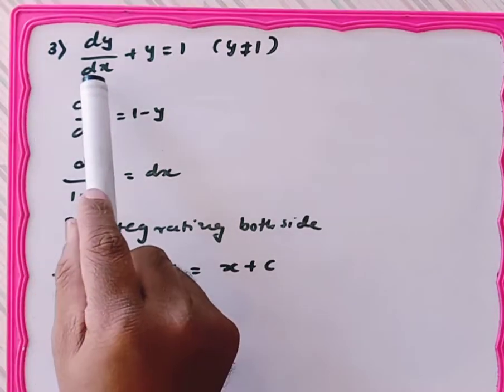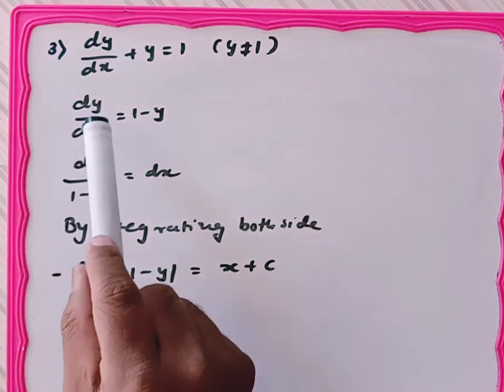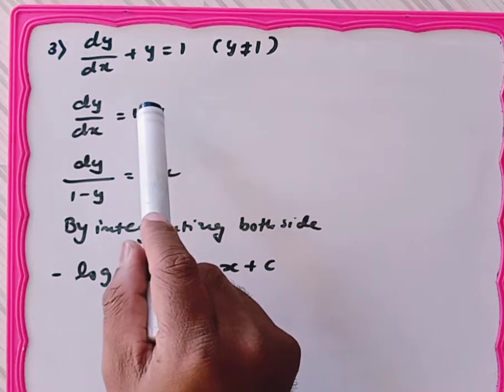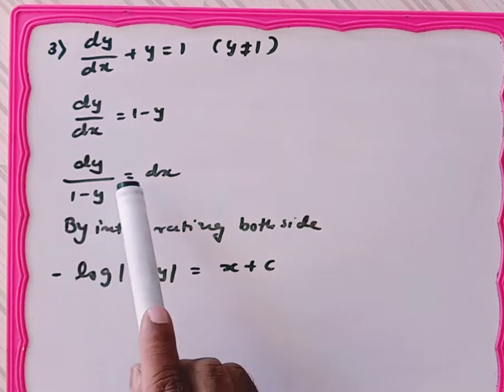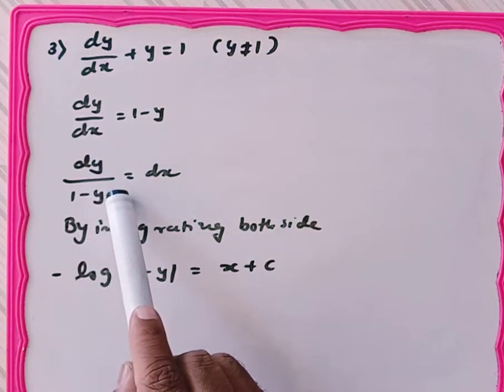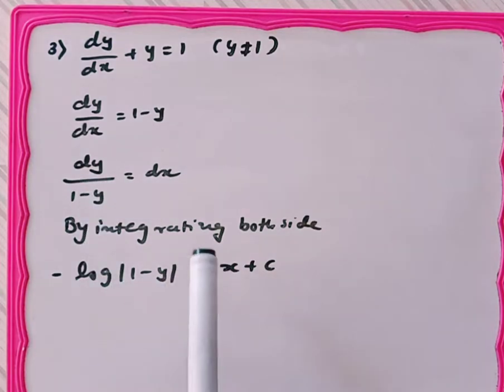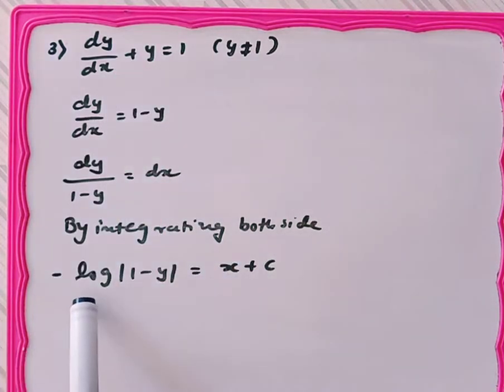Third question, we have dy by dx plus y equals 1, so dy by dx equals, we can write, 1 minus y. We separate the variables, dy upon 1 minus y equals dx. So we integrate both the sides, then the integration of 1 upon 1 minus y will be minus log 1 minus y, and the integration of dx will be x plus c. So the general solution of the given differential equation is minus log 1 minus y equals x plus c.